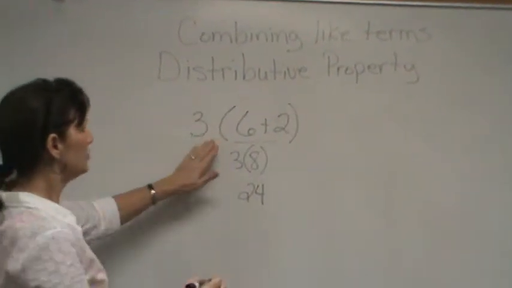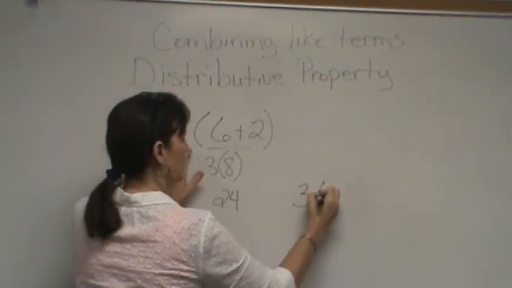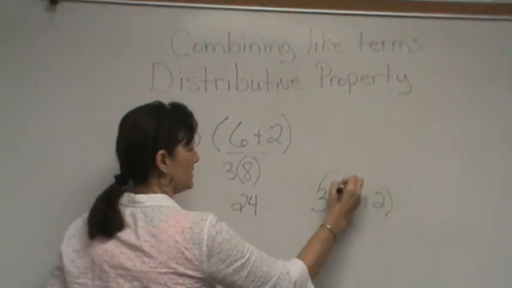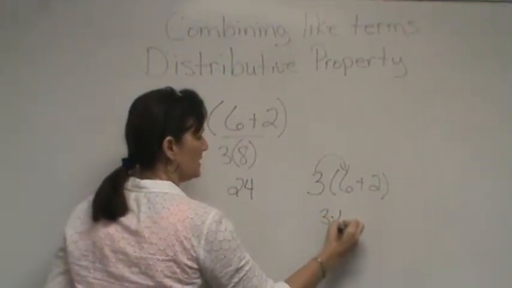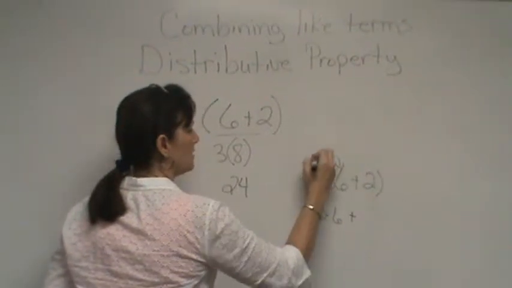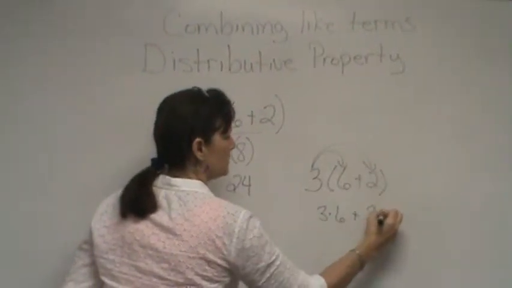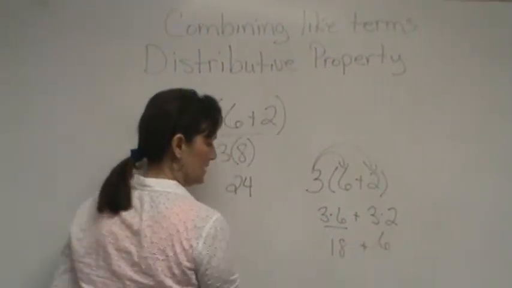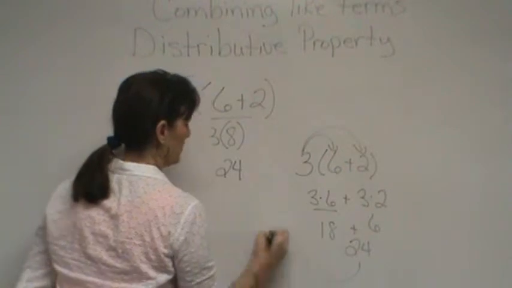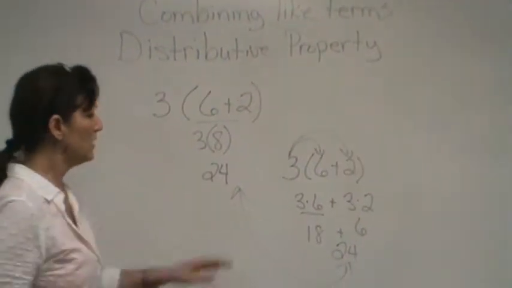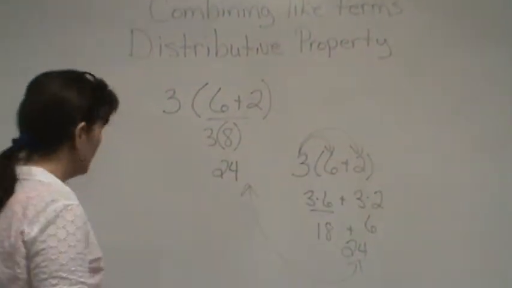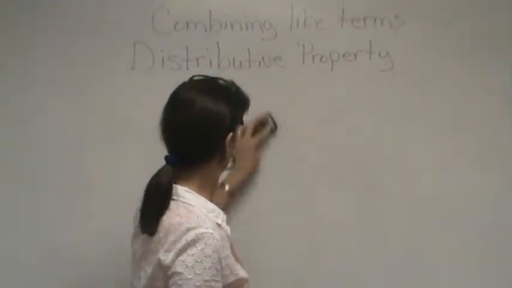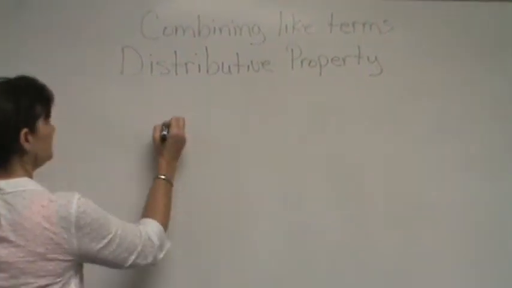Well, if I were using distributive property, same problem, this is what I would do. I would say 3 times 6 plus 3 times 2. That gives me 18. This is 6. When I add them together, I get 24. Same answer, it's just with distributive property. That's going to be important when we start combining like terms, and I'll show you right now.